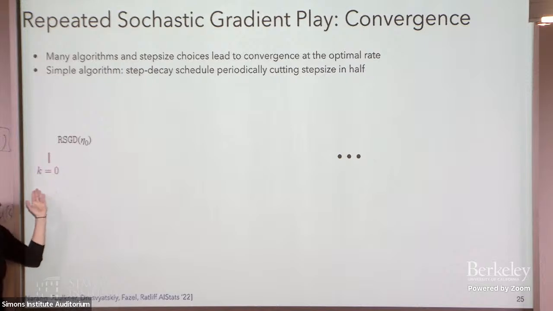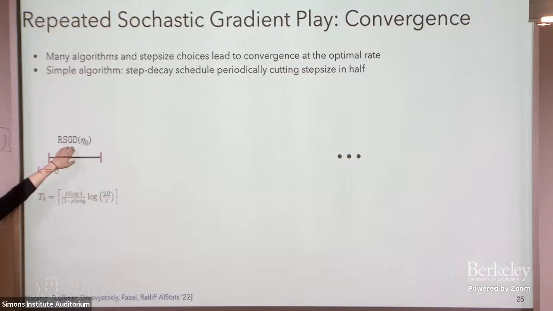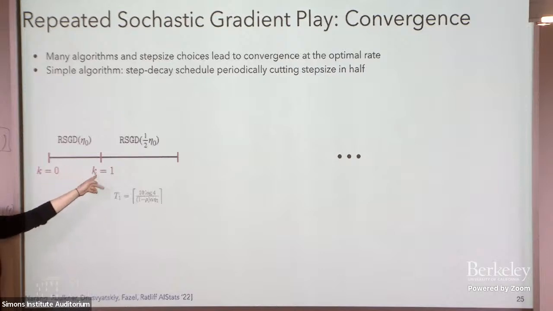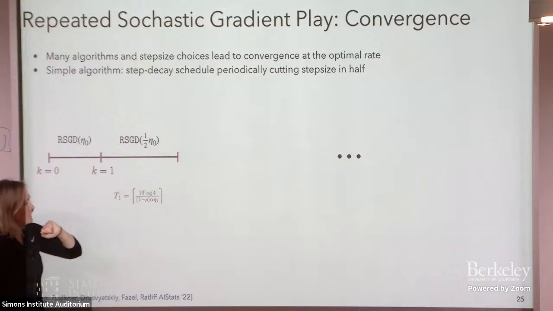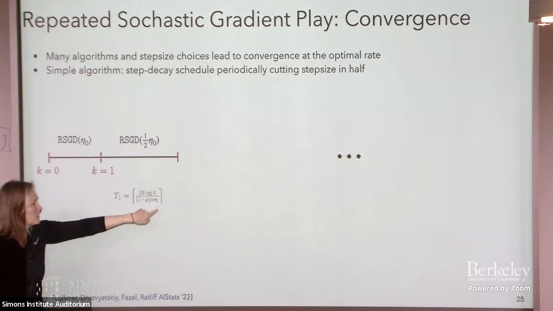The way it works, we're going to divide our time up into capital K epochs, which I'll define in a second. And we're going to run this repeated stochastic gradient play algorithm for capital T naught steps, which is inversely proportional to eta naught here. Then in the next iteration, we take where we ended up as the initial condition for the next epoch, and we cut the step size in half, again inversely proportional to eta 1 here.